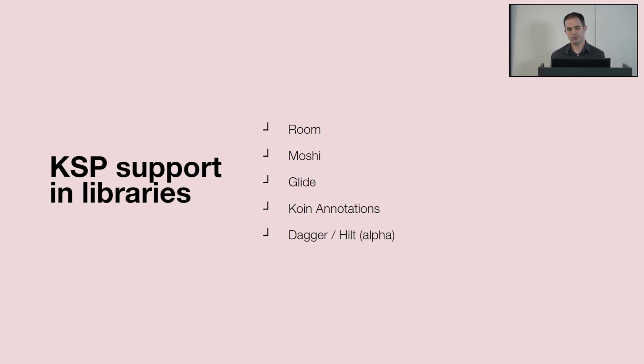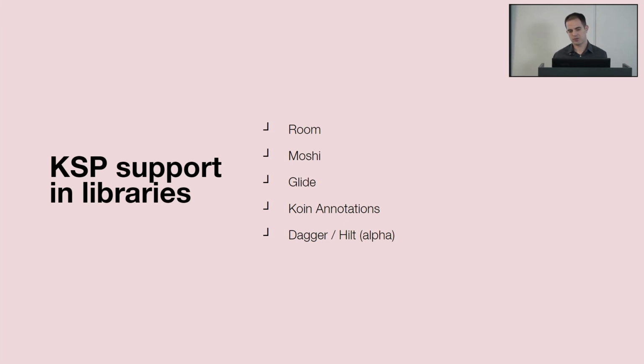Moshi is again a JSON serialization library which now supports KSP. Glide is an image loading library which has some code generation capabilities, and it also supports KSP. Koin is a service locator tool, so it's kind of dependency injection. It works at runtime by default, but it has an annotations module as well, which enables code generation, and it's based on Kotlin Symbol Processing.